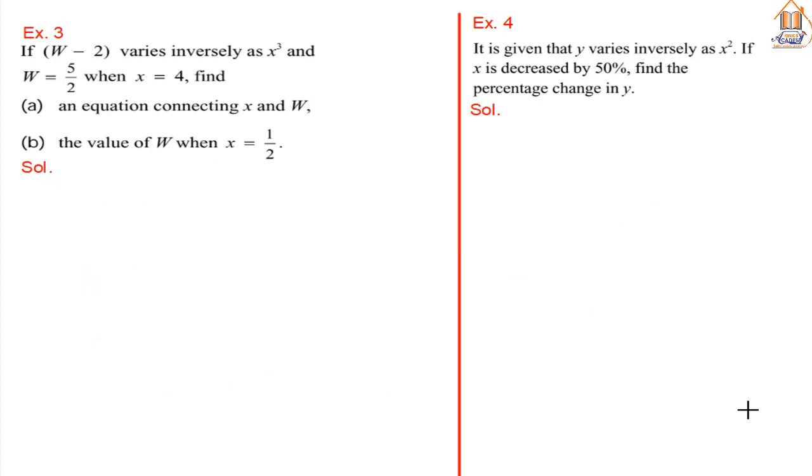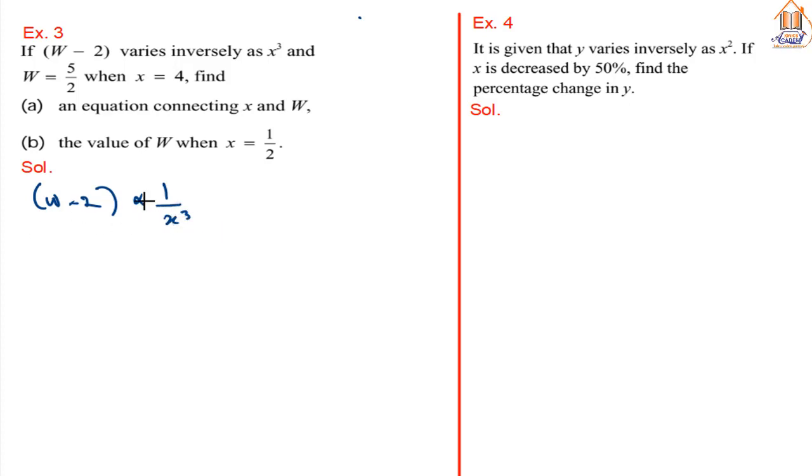Our example 3 says if open bracket w minus 2 close bracket varies inversely as s cube and w is equal to 5 over 2 when s is equal to 4, find a, an equation connecting s and w, b, the value of w when s is equal to 1 over 2. Now, what are we going to do here? First of all, we are going to start by expressing the equation mathematically. Therefore, we have w minus 2 varies inversely as 1 over s cube.